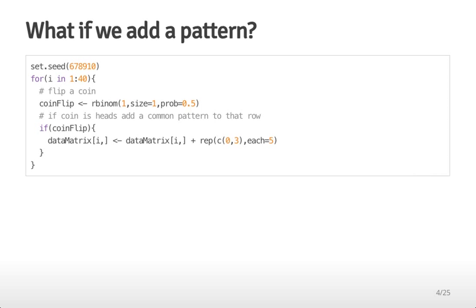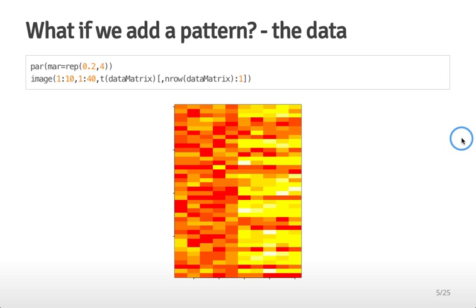Looking at this visually, this is what the matrix looks like once we've added that pattern in. You can see that for some of these rows, it looks like the values are somewhat smaller for the first 5 columns and somewhat larger for the last 5 columns. You can see it isn't true for every row because we flipped a coin, and each time we flipped the coin, we decided whether to add that pattern or not.